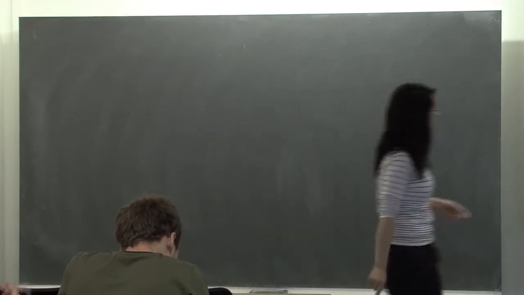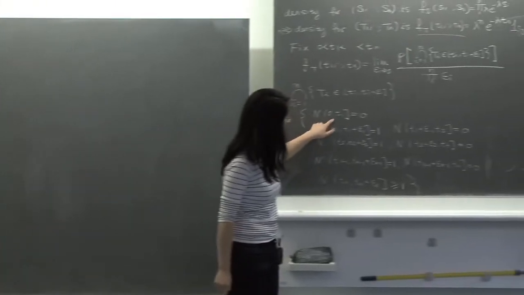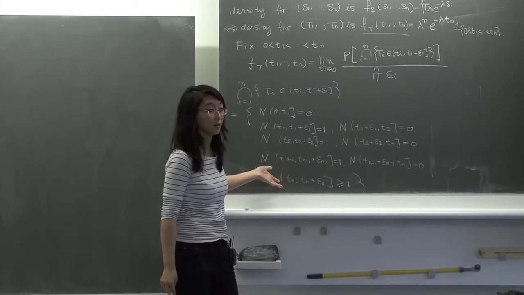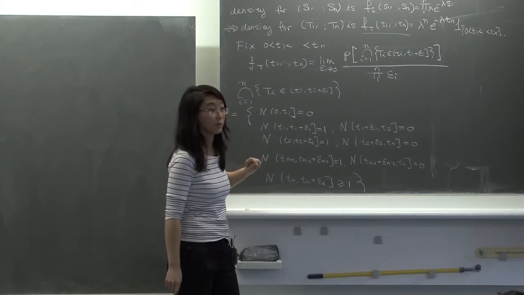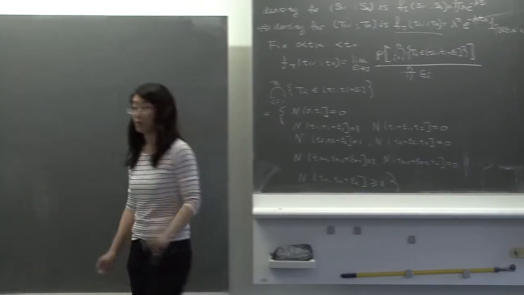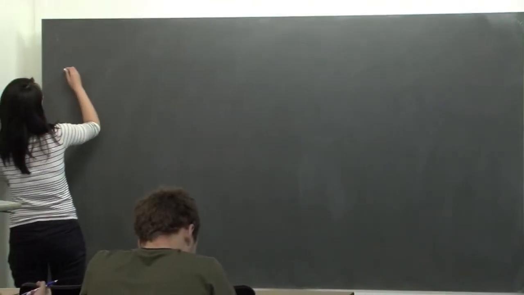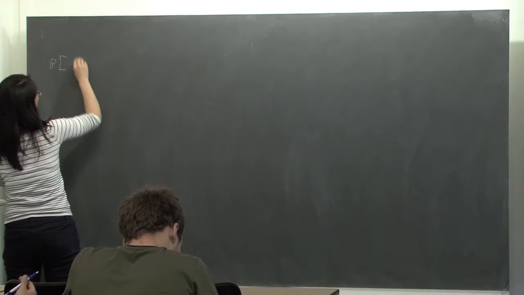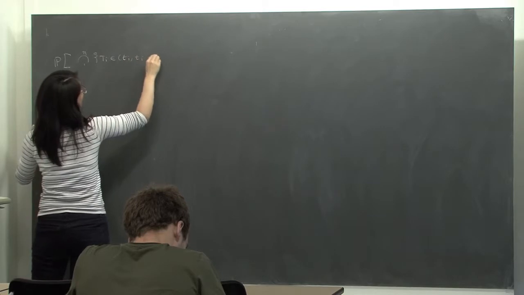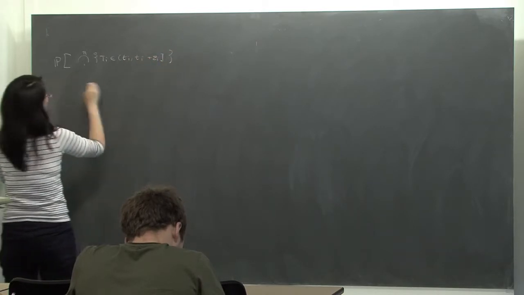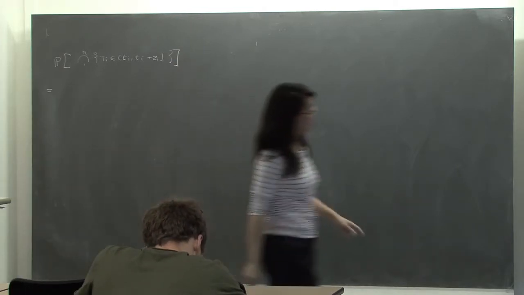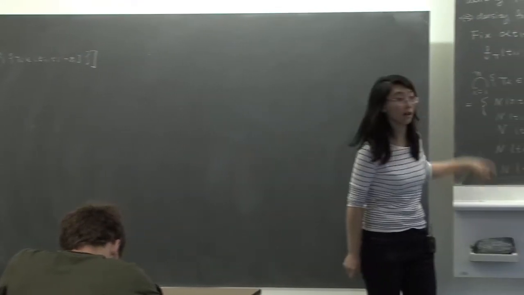Okay, so first, from the definition of Poisson process, we know that since all these time intervals are disjoint, all these random variables are independent. And each of them is a Poisson random variable, and the intensity is given by lambda times the time length of this time interval. So what we know is the probability of this event, then it's given by the product of all the probabilities that I listed here.